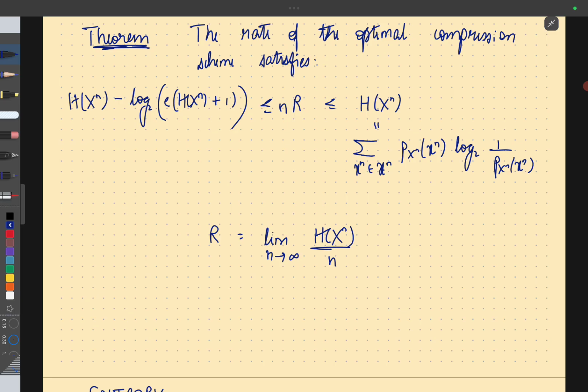for what sources does this converge to a well-defined limit? For example, what happens when xn is an IID source? What happens when xn is a Markov source? And so on. In general, this quantity, the limit as n tends to infinity of h of xn by n, is called the entropy rate. And we'll be interested in what is the entropy rate for specific classes of sources.